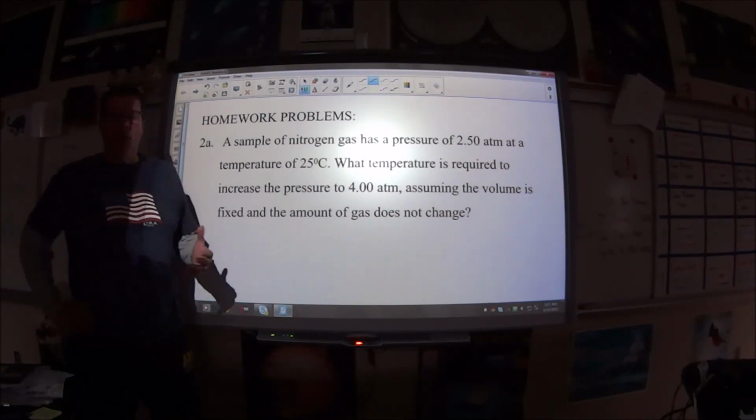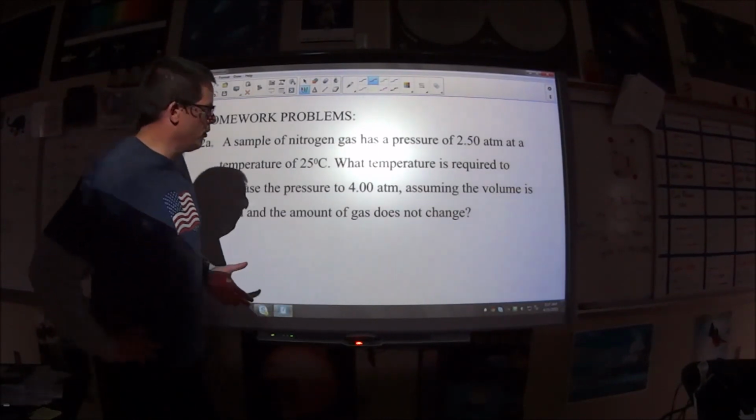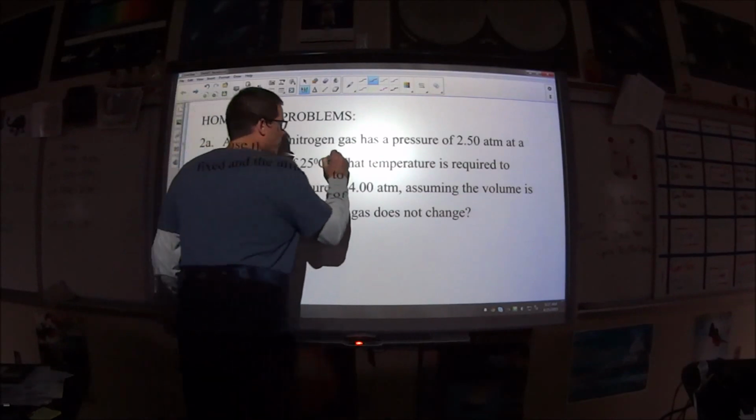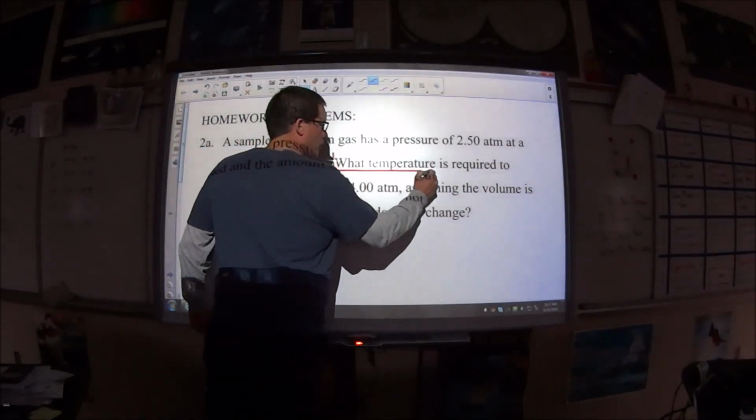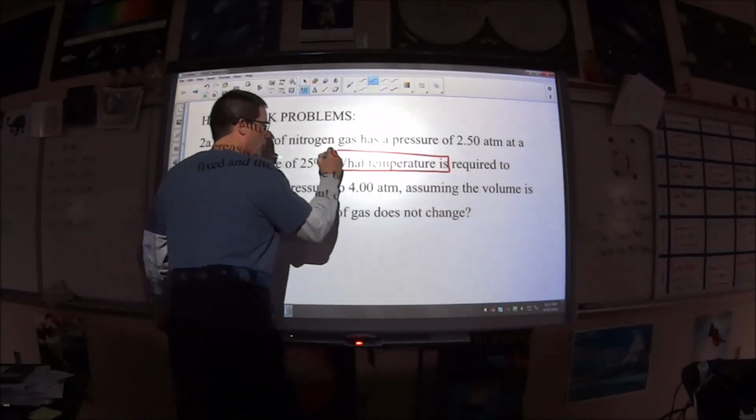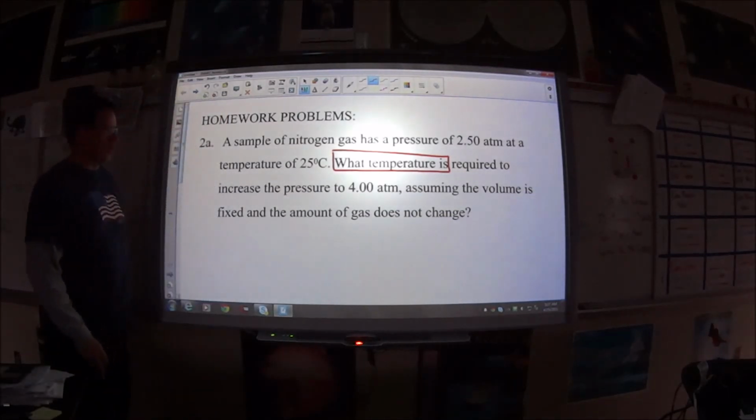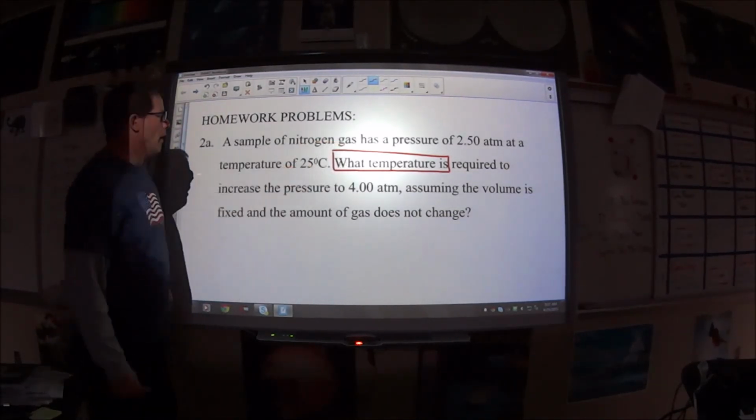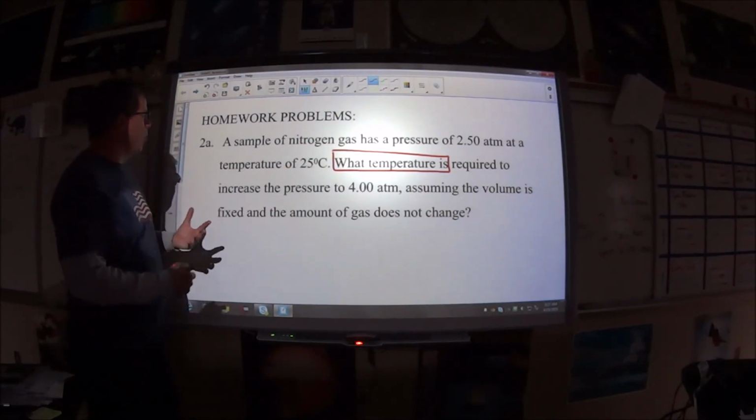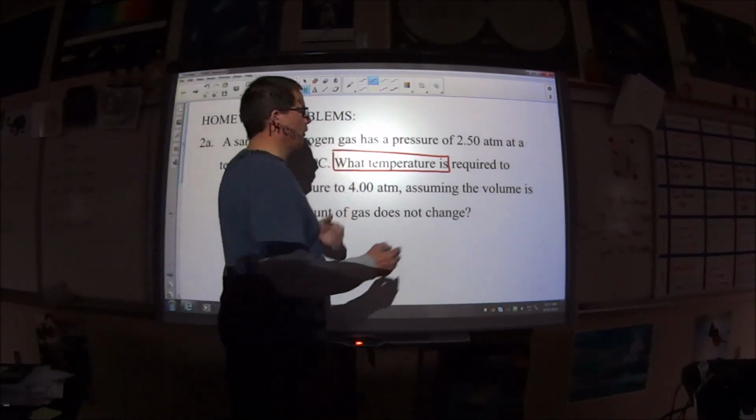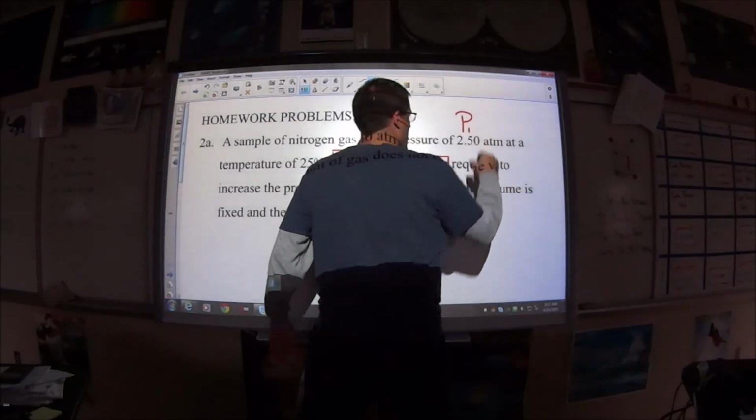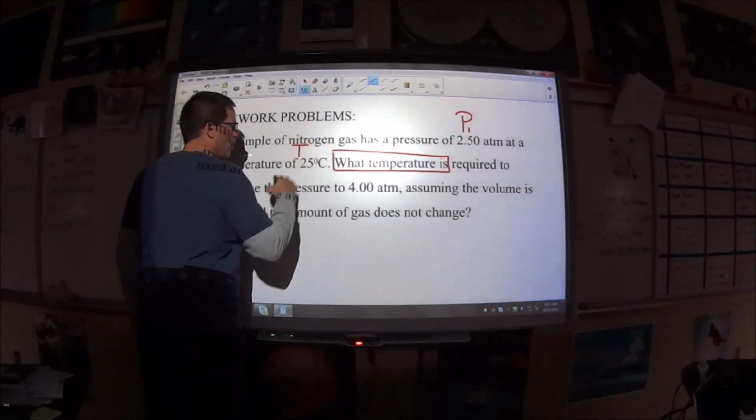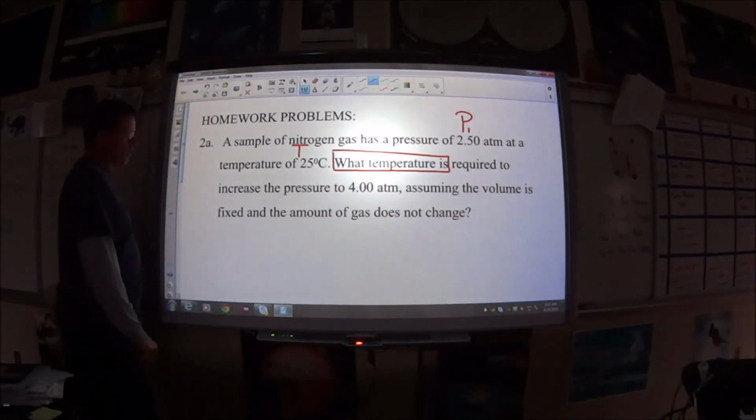Alright, so in this case we have a before and after situation. So we have to ask ourselves, what is the question? It asks, what temperature is required? So what is the temperature to increase the pressure to 4 atmospheres from 2.5. It's not a bad idea to identify what we have. A sample of nitrogen gas has an initial pressure at a temperature of 25 degrees.